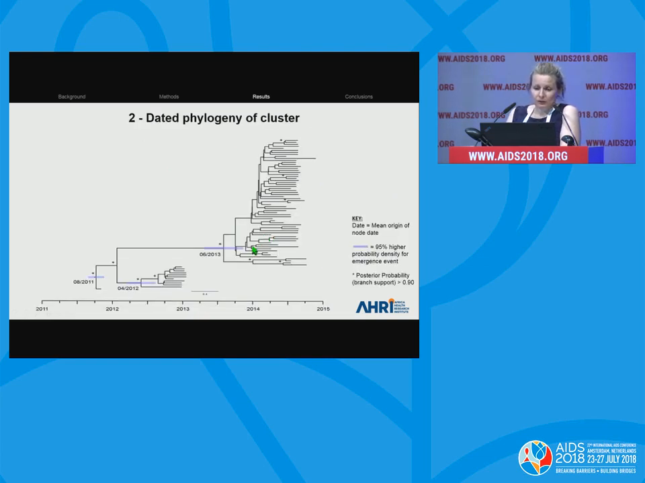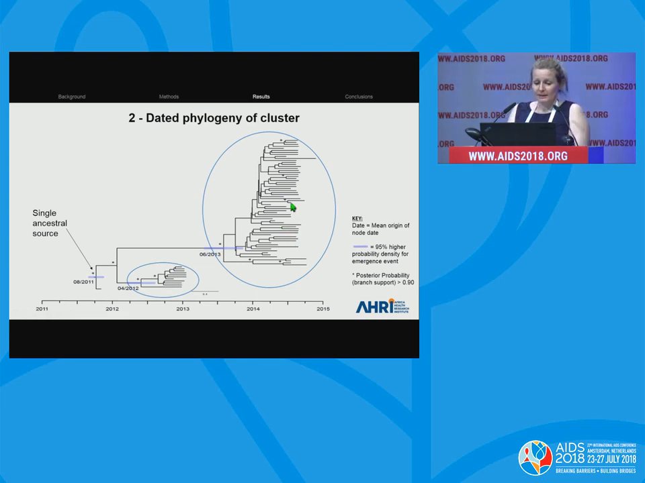We did a dated phylogeny of this, which showed that this arose from a single ancestral source in approximately August 2011, and this pale blue bar is the confidence interval. And it comprises two outbursts of infection, so a smaller one in 2012 and a larger outbreak in 2014.